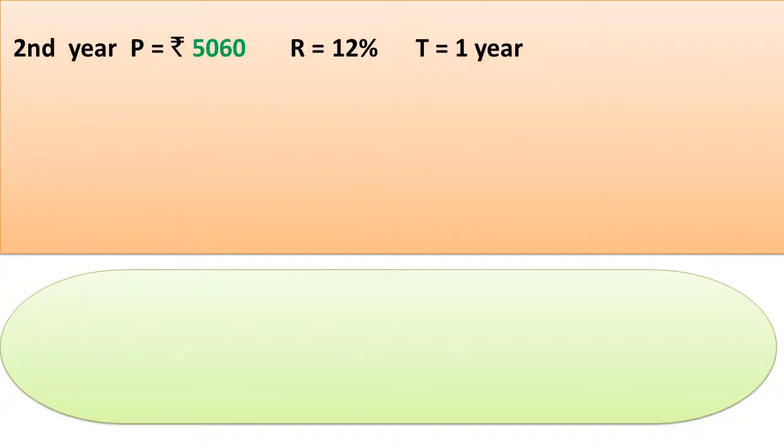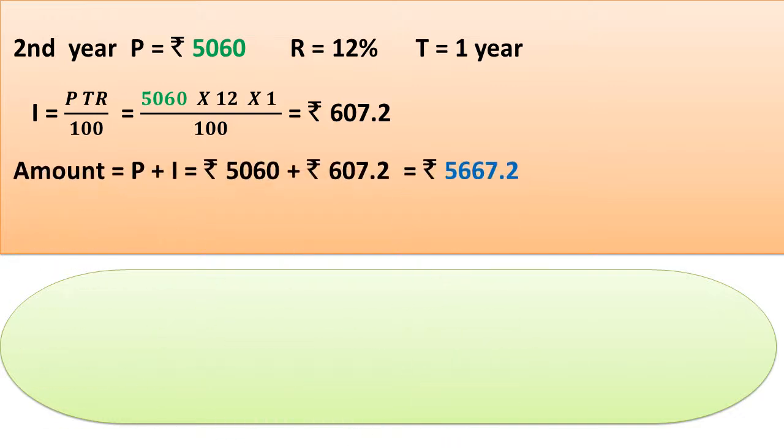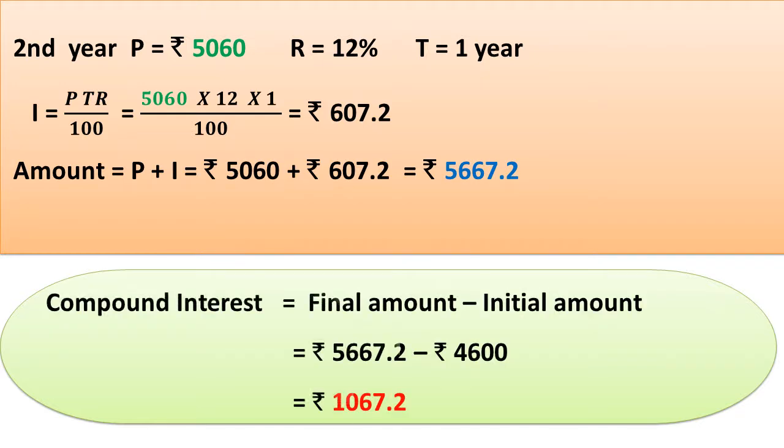So the amount to be paid at the end of first year, 5,060, will be considered as the principal for the second year, but in this problem, as the rate of interest varies from year to year, it is said that 12% is the rate of interest for the second year. Consider rate of interest as 12% and calculate the interest for second year and the amount with the same formula P plus I. Similarly, compound interest will be equal to final amount minus initial amount, that is 1067.2.